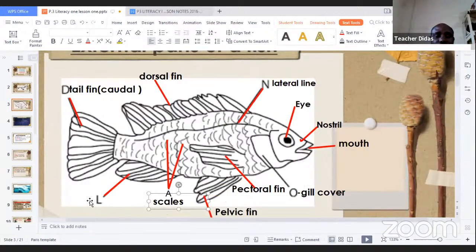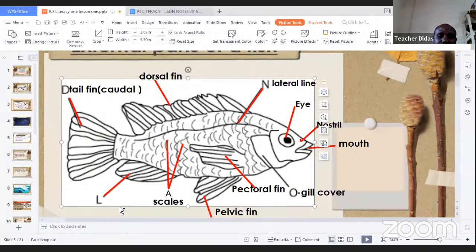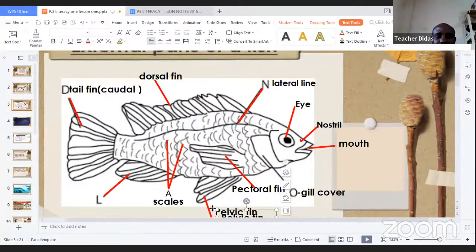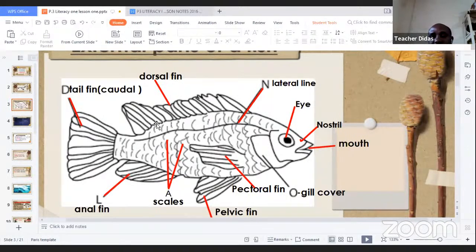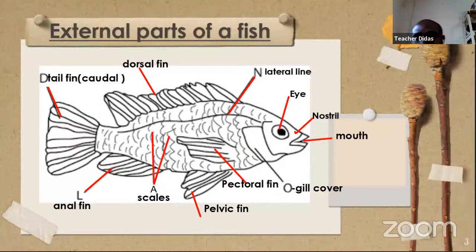Then we have another one here. This one which is at the back can be called the ventral fin, or it can be called the anal fin, from the word anus. You can call it like that, anal fin, or it can be called the ventral fin. So let me make sure that we go through all of them together so that we can do our best, because that's the main important issue of today.